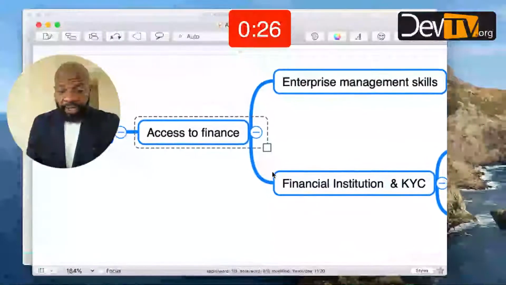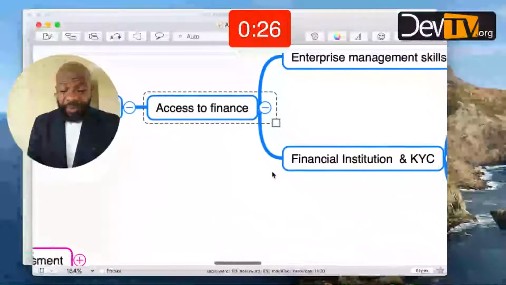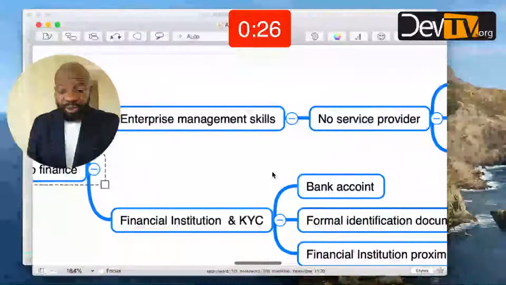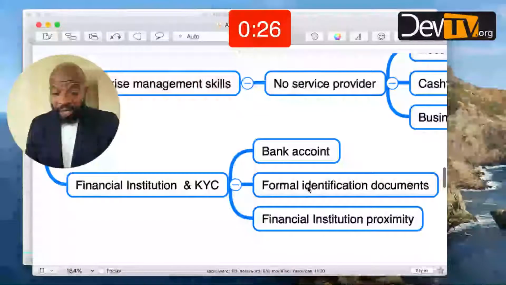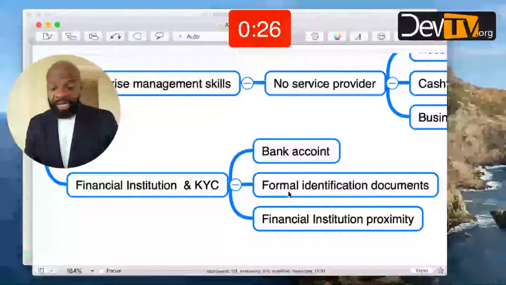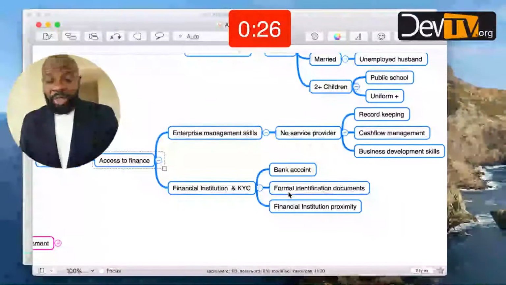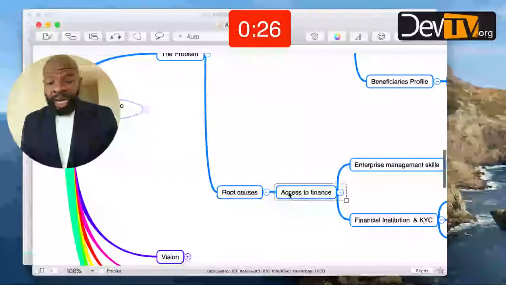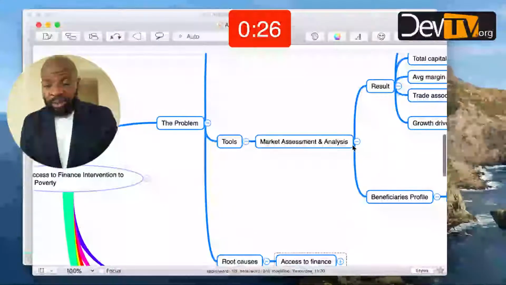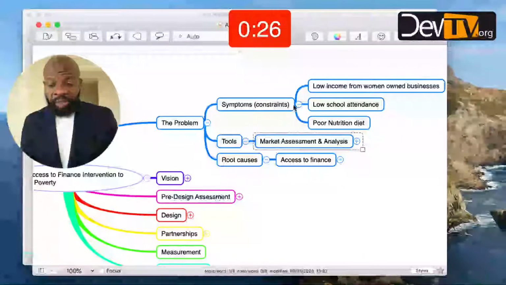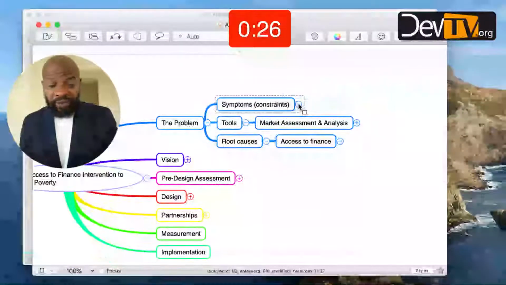And then financial institutions. So we feel that access to finance is denied to these people because they don't have bank accounts, they don't have formal identification documents, and financial institutions are not close to where these women are. So this is the context of the problem we'll be solving over the next few days.